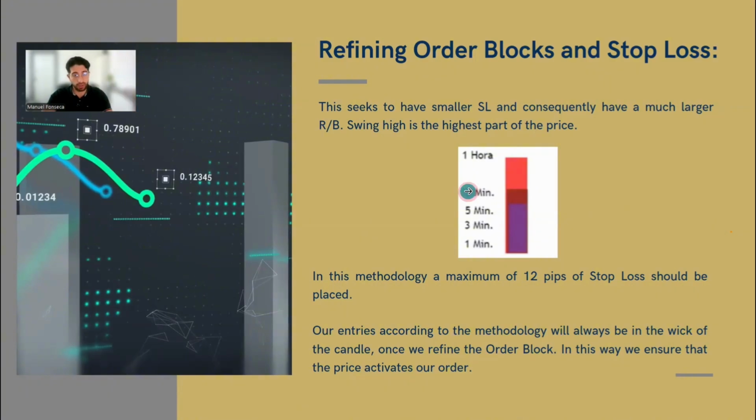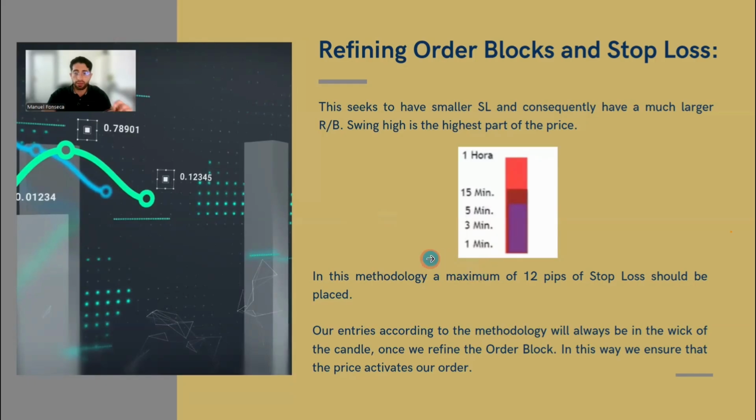But, and this is something we also have to be conscious about, if we refine it too much, it's likely that the price does not enter our order, because it's so refined that maybe it just entered the 15 minutes order block. If you have the order in a 3 minute order block, the price is not able to reach that point and it keeps pushing out.